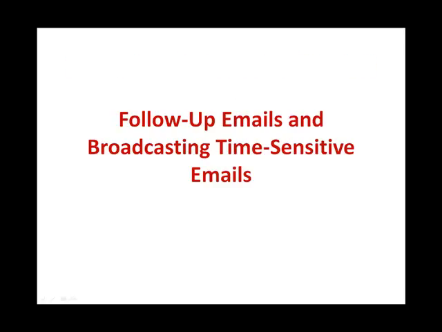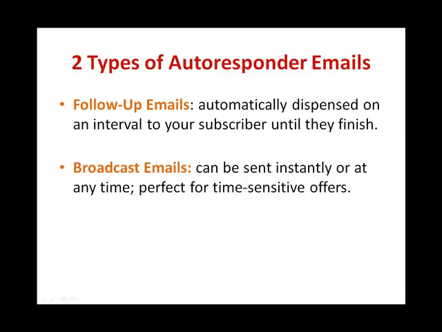The next thing I'll talk about is follow-up emails and broadcasting time-sensitive emails. There are two types of autoresponder emails. Follow-up emails are automatically dispensed at intervals to your subscriber until they are finished. Broadcast emails can be sent instantly and anytime. This is perfect for time-sensitive offers. You must have these two types of emails if you want to make really big income online.